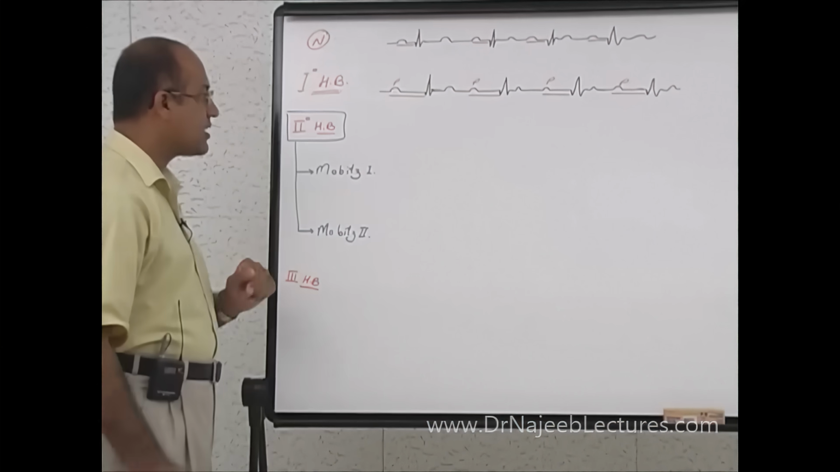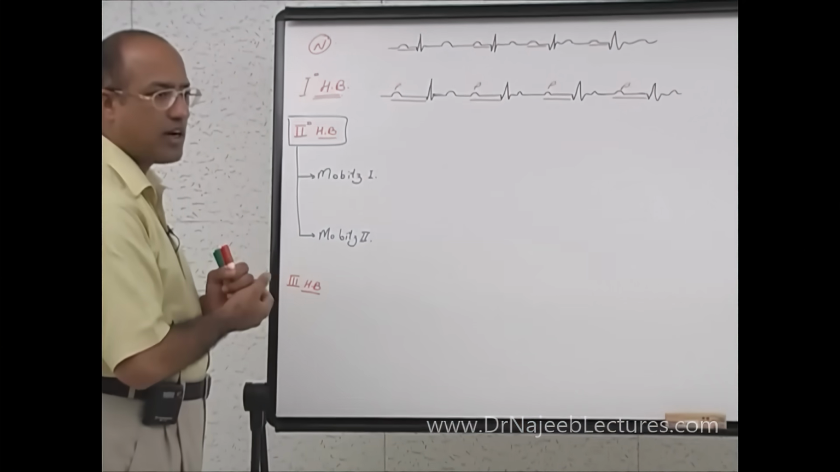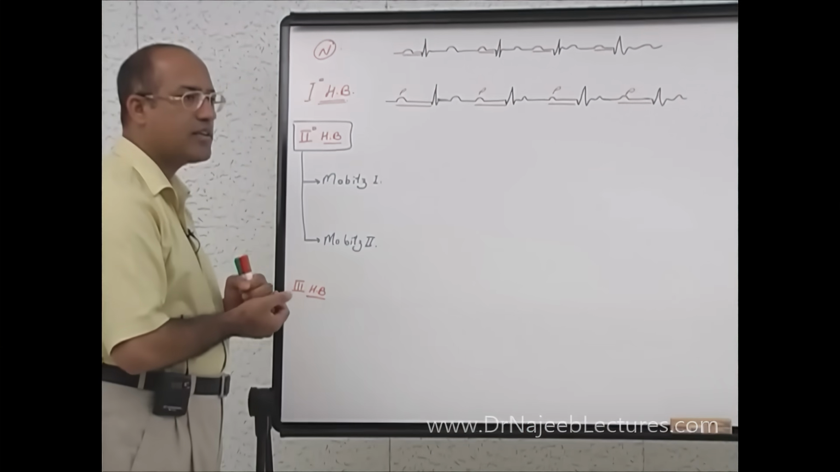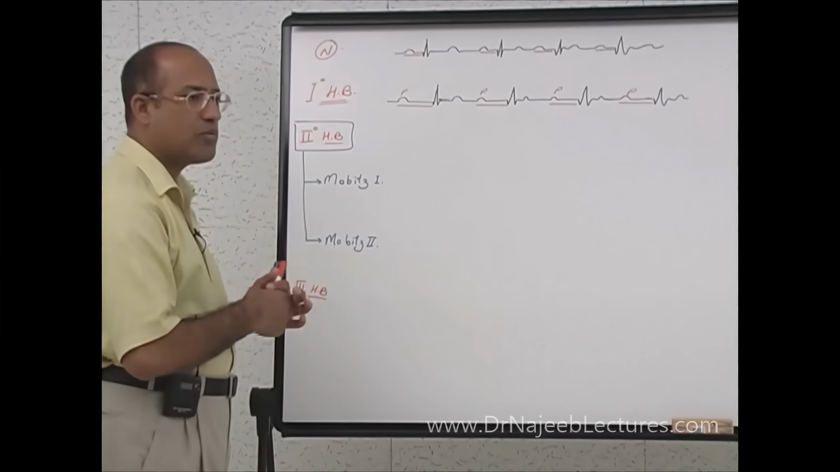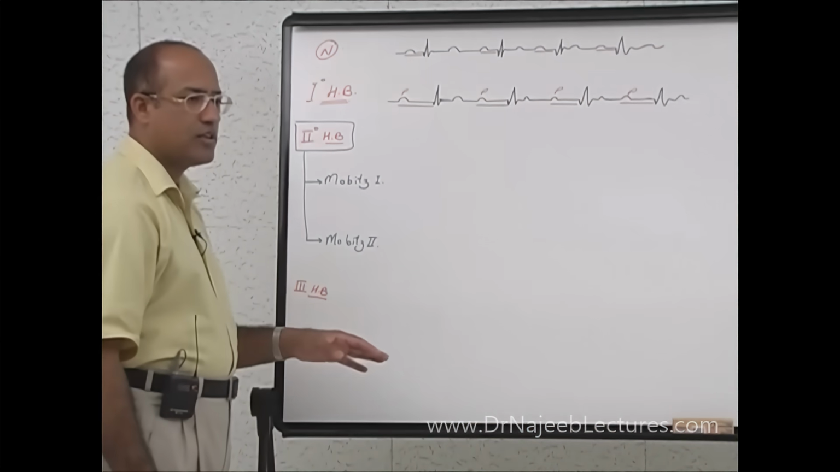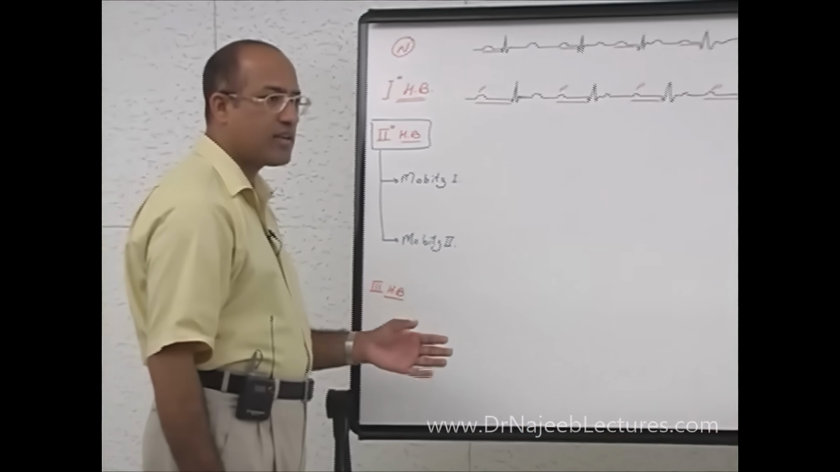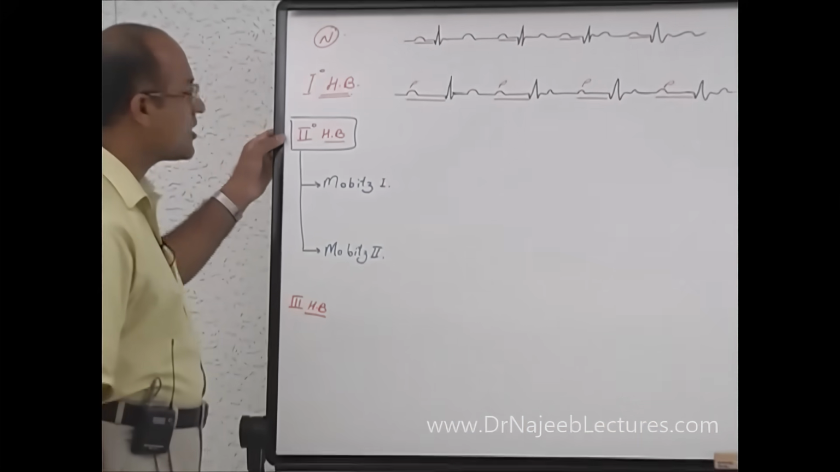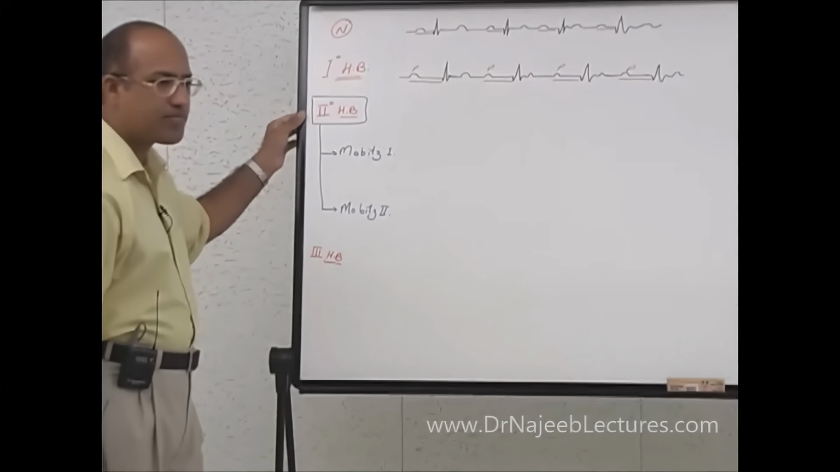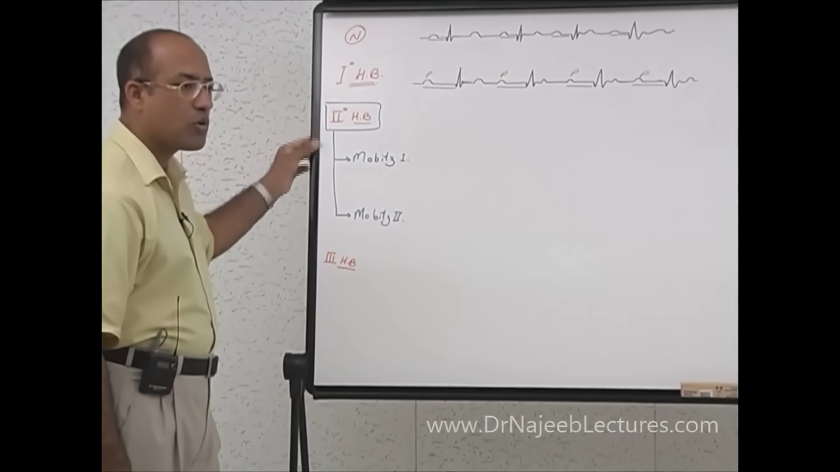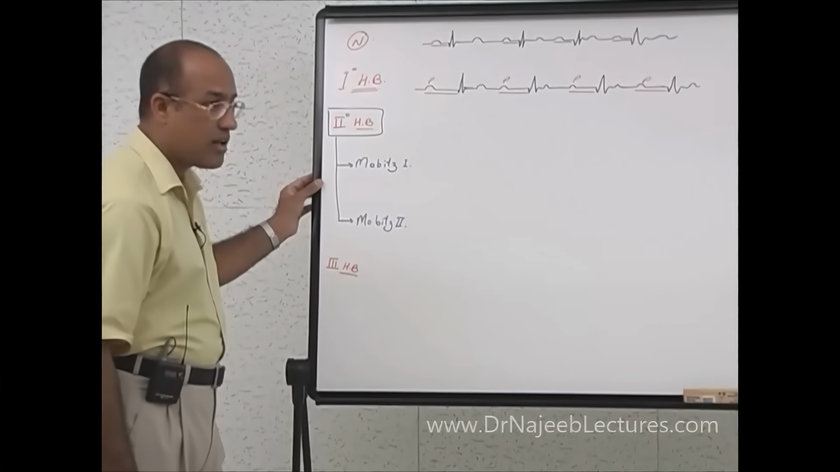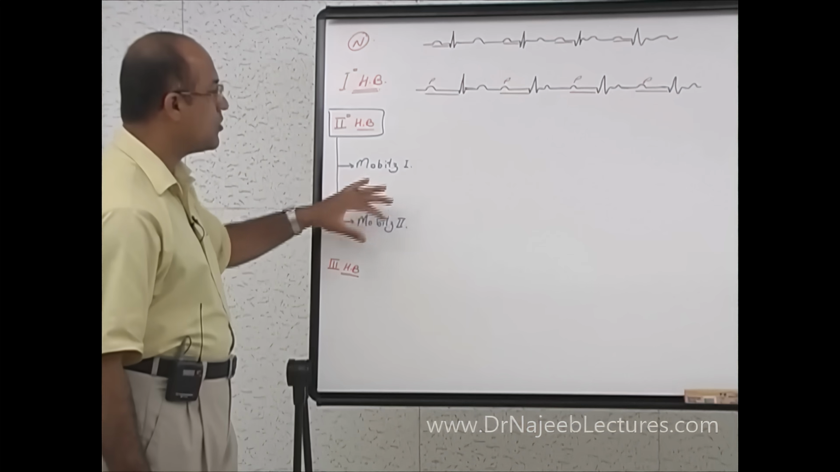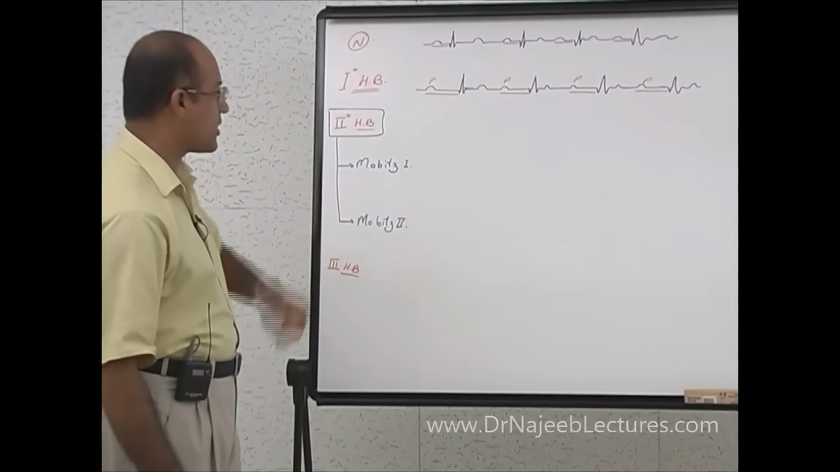When we come to second degree heart block, I told you previously that it is defined as some of the P waves being followed by QRS and other P waves not being followed by QRS. It means that in second degree heart block, some of the atrial impulses will go to the ventricles and others will not. But again it is subdivided into many types. I will tell you two important types.